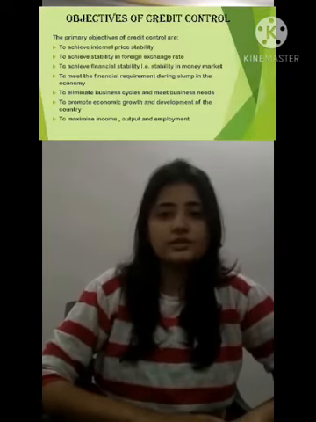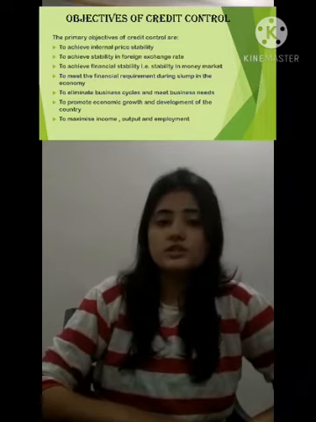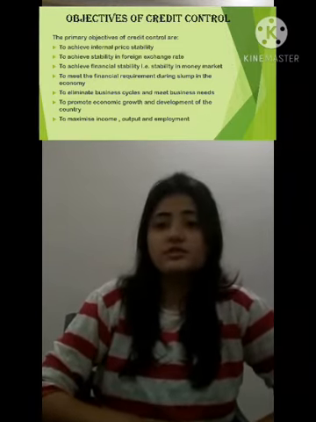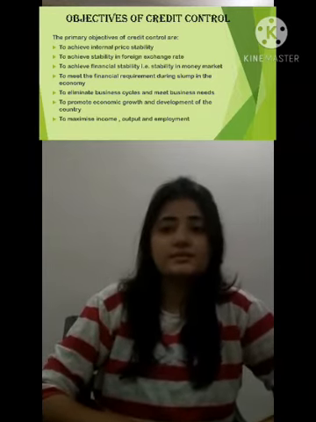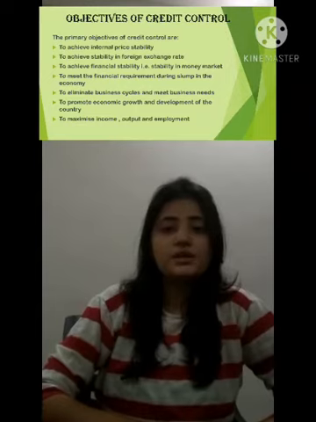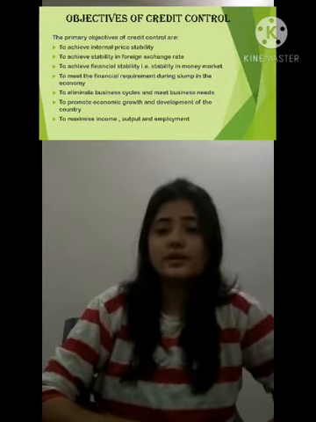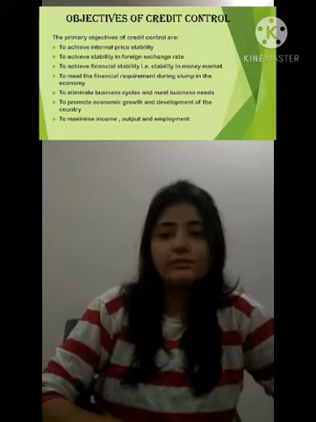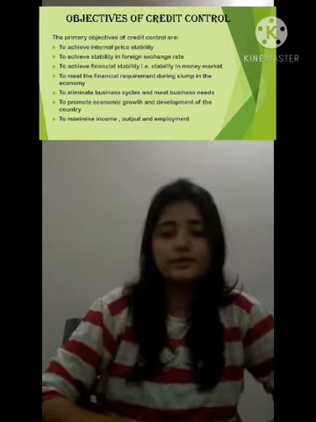Objectives of credit control. The primary objectives of credit control are to achieve internal policy stability, to achieve stability in the foreign exchange rate, to achieve financial stability, that is stability in the money market, to meet the financial requirement during a slump in the economy, to eliminate business cycles and meet business needs, to promote economic growth and development of the country, and to maximize income, output and employment.